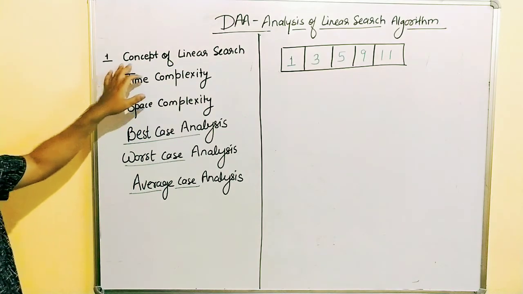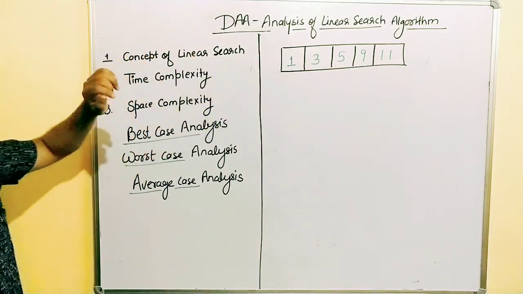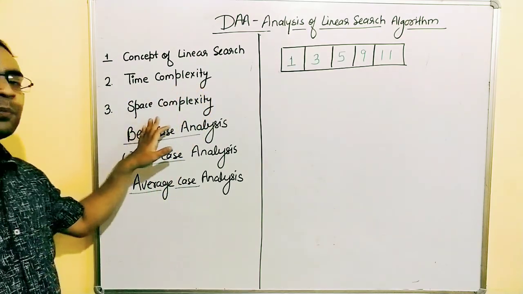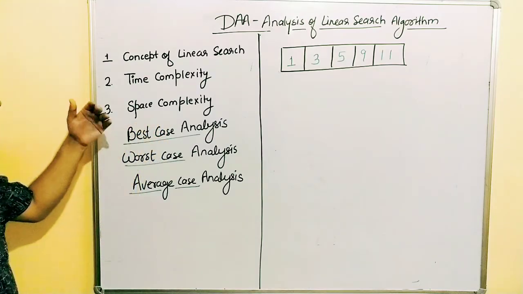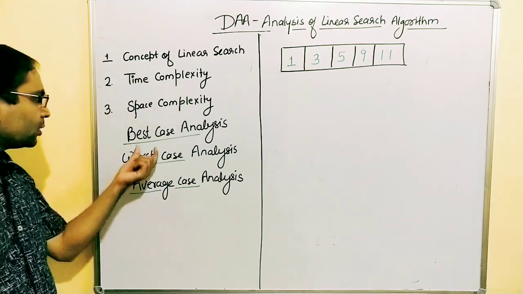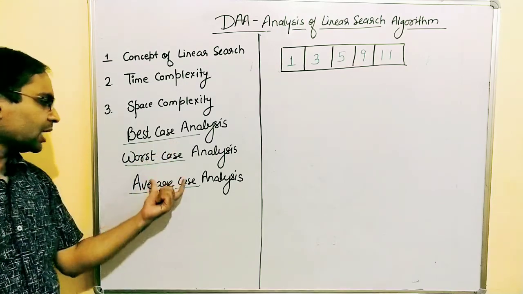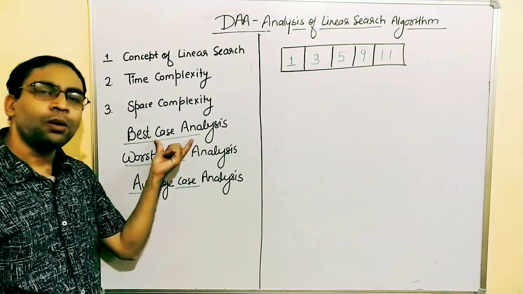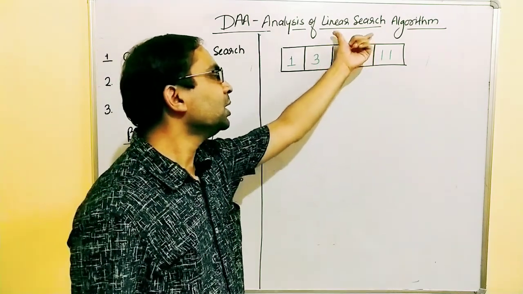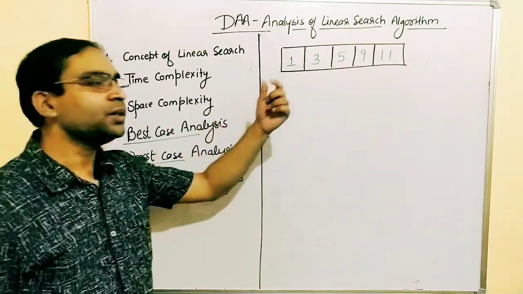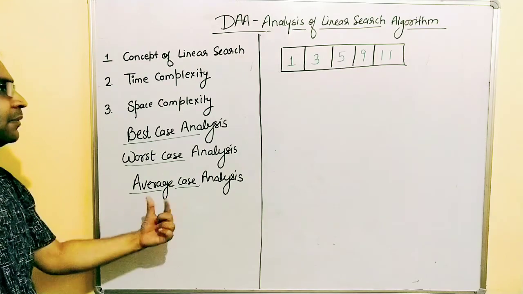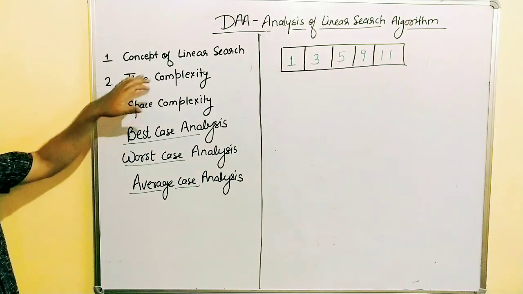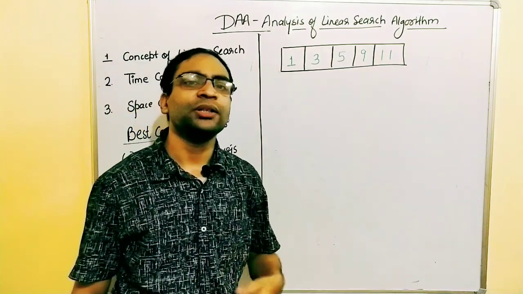First of all, we will talk about the concept of linear search. Then we will talk about the time complexity of linear search. Then we will analyze the space complexity of linear search, and we'll analyze these complexities on the basis of best case, worst case and average case. That means we will perform best case analysis, worst case analysis, and average case analysis of linear search. So let's start. Let's first talk about the concept of linear search, or how linear search works.